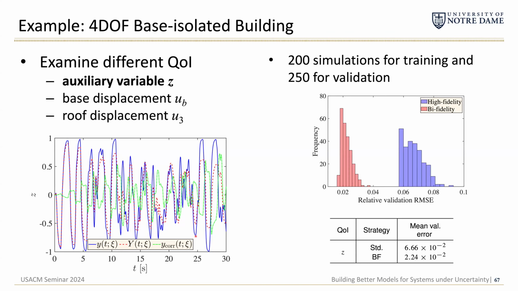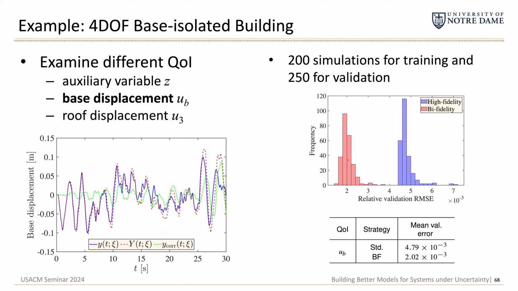And we can see that if we compare the performance of a bi-fidelity DeepONet with a high fidelity one, and in this case our high fidelity is a network trained purely on high fidelity data, where our bi-fidelity is trained on a discrepancy, we see that our bi-fidelity approach outperforms a standard high fidelity only approach by about a factor of 3 in terms of the mean validation error. Now you might say, well, it's impractical to use this auxiliary variable because you would never be able to measure that in the real world. So touché, okay. Well, what if we then looked at instead the base displacement, right? Maybe a more practical quantity you could actually measure.